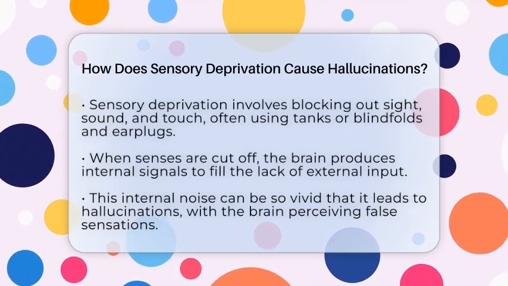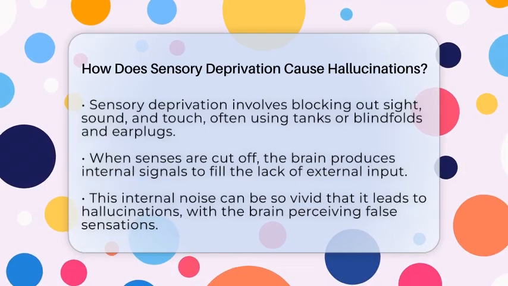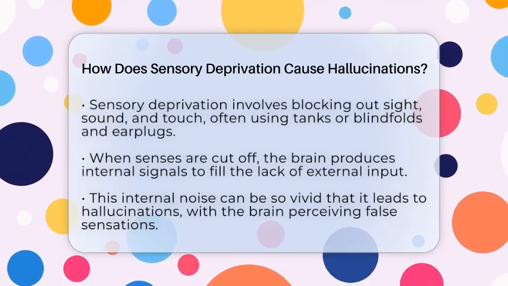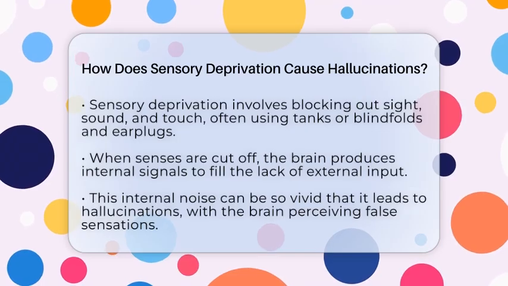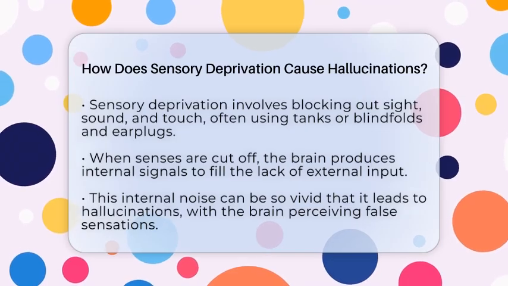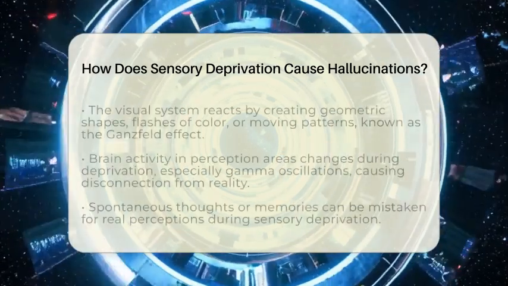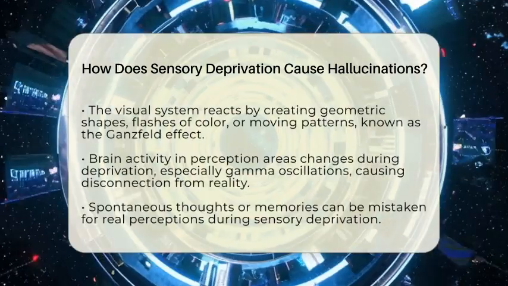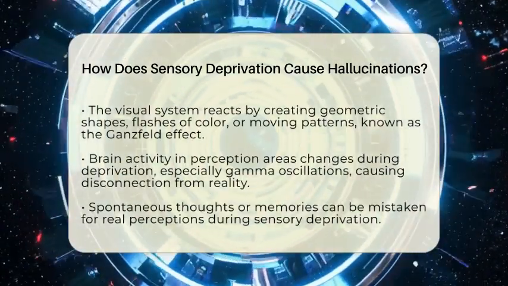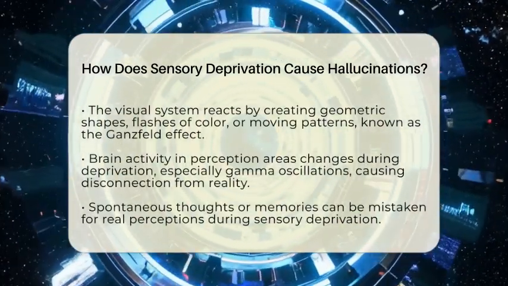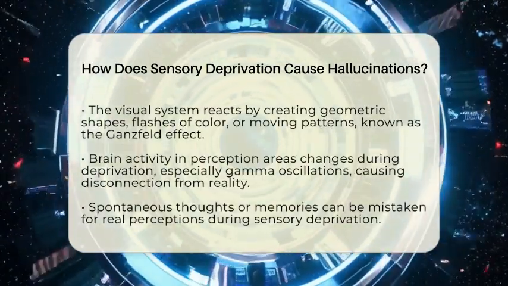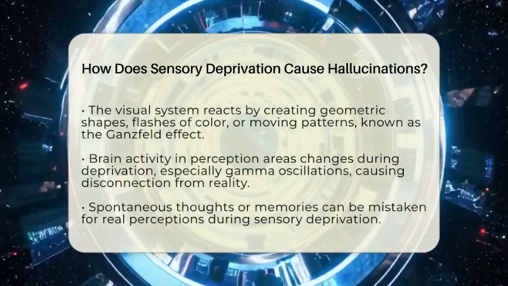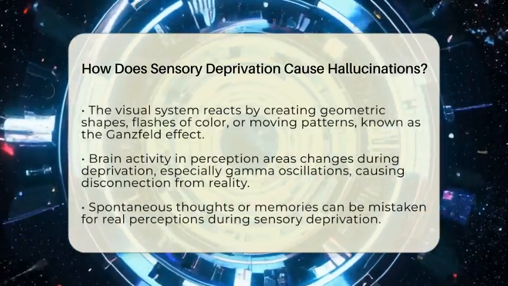Sensory deprivation usually involves blocking out sight, sound, and sometimes touch. For example, floating in a sensory deprivation tank or wearing a blindfold and earplugs can create this effect. When your brain receives no new input, it begins to amplify the neural activity that normally stays quiet. This is similar to turning up the volume on a radio that's already faint. The brain then interprets these amplified signals as flashes of light, strange sounds, or even entire scenes.